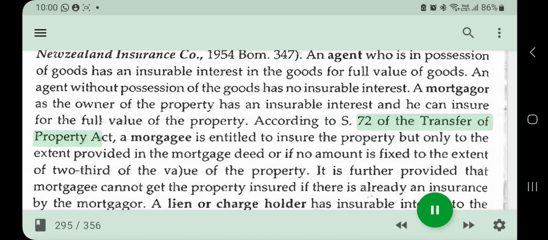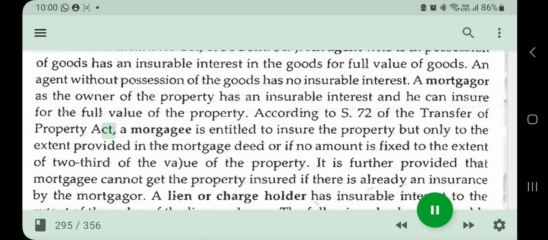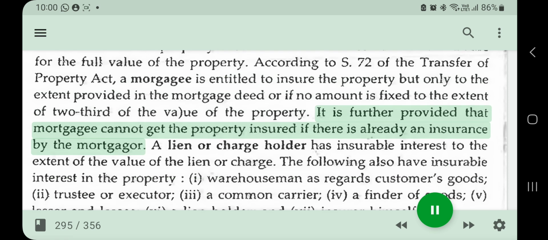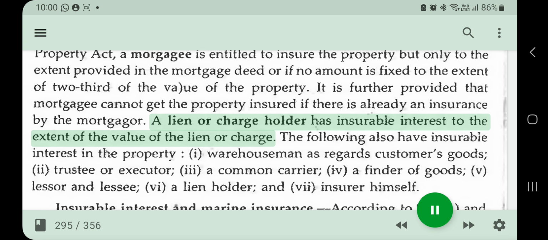According to S. 72 of the Transfer of Property Act, a mortgagee is entitled to insure the property but only to the extent provided in the mortgage deed, or if no amount is fixed, to the extent of 2/3 of the value of the property. It is further provided that the mortgagee cannot get the property insured if there is already an insurance by the mortgagor. A lien or charge holder has insurable interest to the extent of the value of the lien or charge.